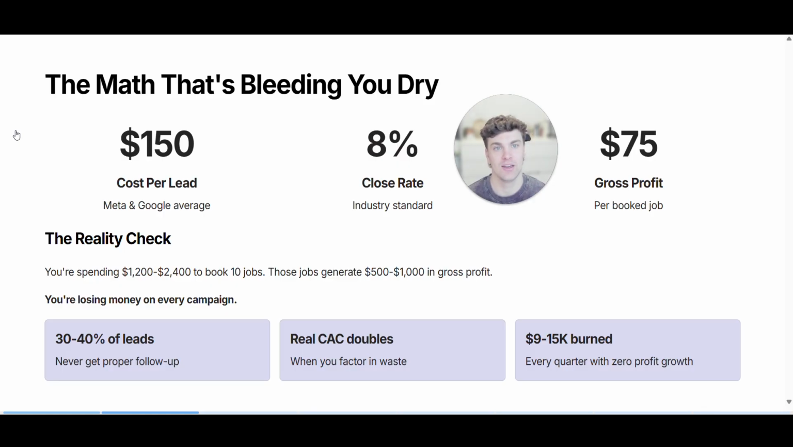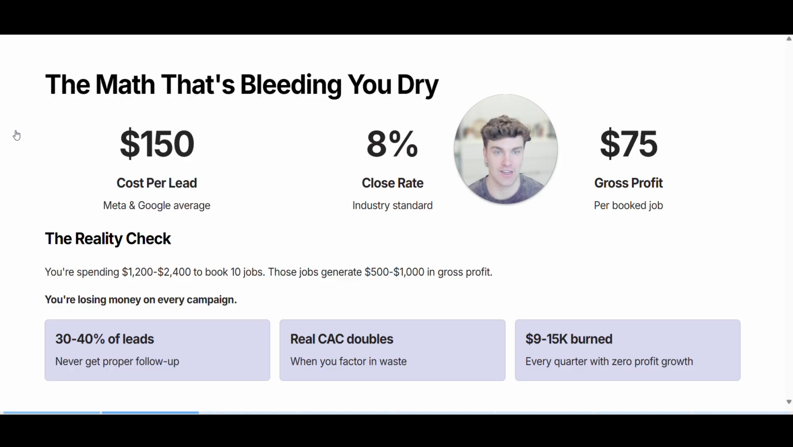The close rate percentage for this industry is around 8%, and your gross profit per booked job on ads with all the costs and everything is only about 75 to 100 bucks, which you're spending $1,200, $2,400 to get 10 booked jobs. So it obviously depends on margins and it depends on your CAC.